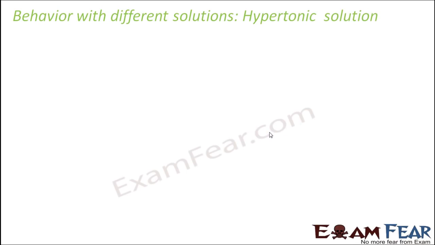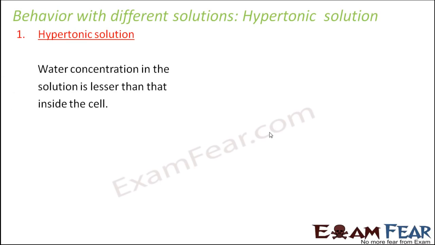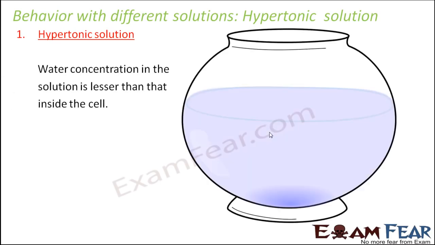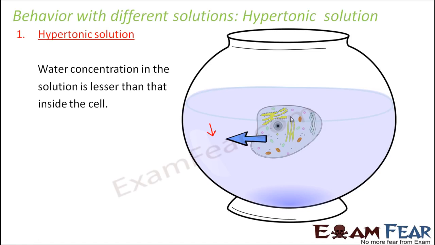If you put the cell into a hypertonic solution, which is exactly the opposite of hypotonic, the water concentration will be less than that inside the cell. So in this vessel we have a hypertonic solution, which means the water concentration is less here. If you put a cell in, the water concentration is less outside and more inside the cell, so water will start coming out of the cell. So the cell will start to shrink.